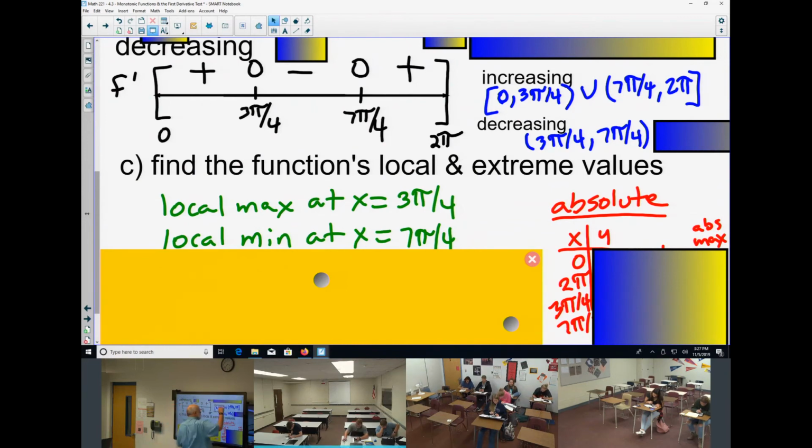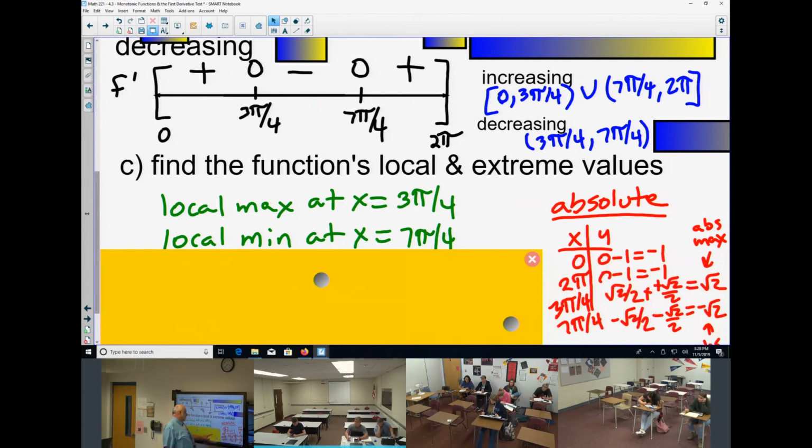Okay, so for the absolute maximum, I got the 3 pi fourths, and then for the minimum, 7 pi fourths. Okay, that's it. Because you get radical 2 is the highest, the biggest of all these. Negative radical 2 is the lowest. So it's 7 pi fourths. Okay?